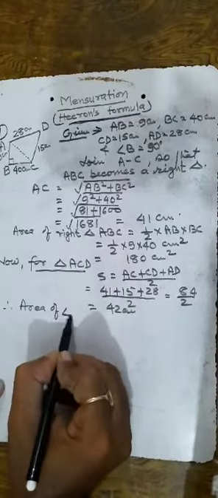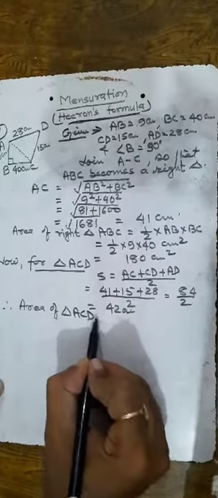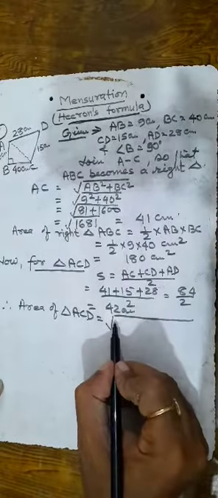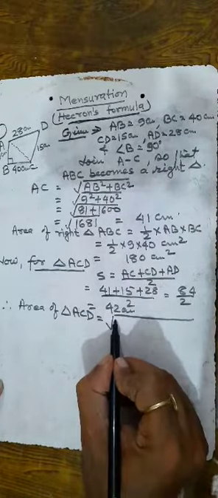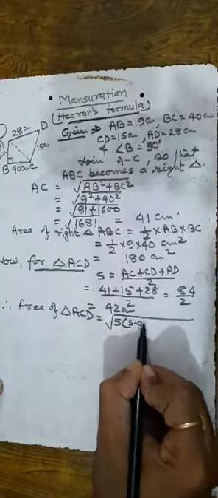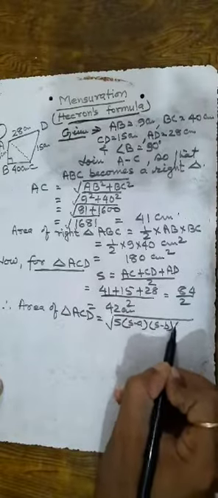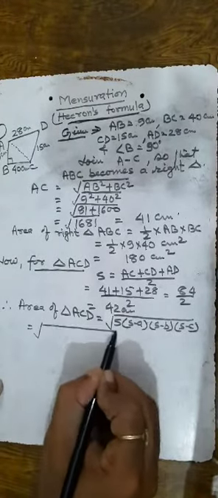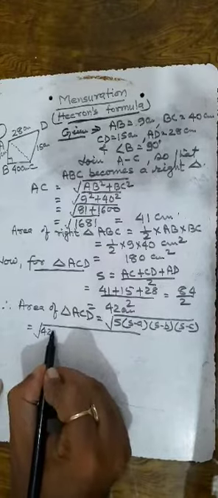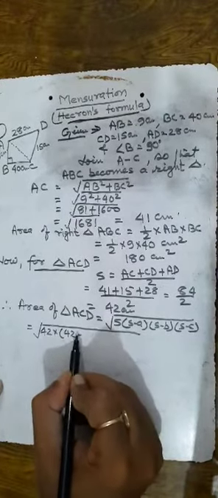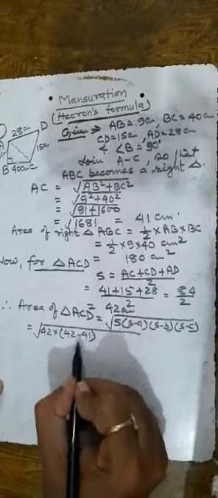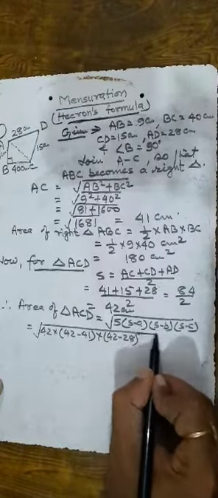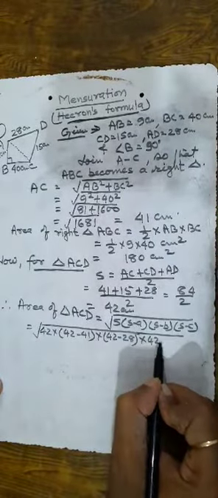area of triangle ACD is equal to square root of S into S minus A into S minus B into S minus C, by Heron's formula. Square root of 42 into 42 minus 41 into 42 minus 28 into 42 minus 15.